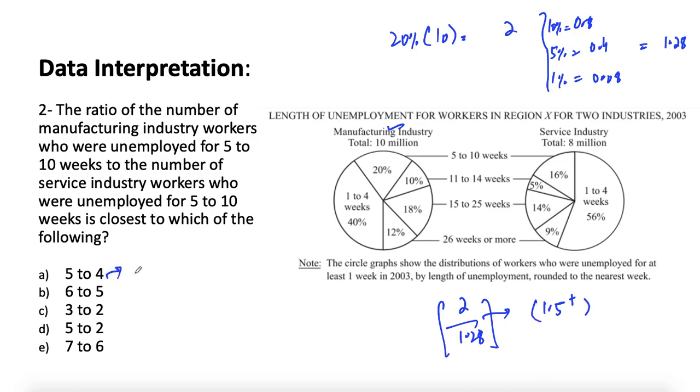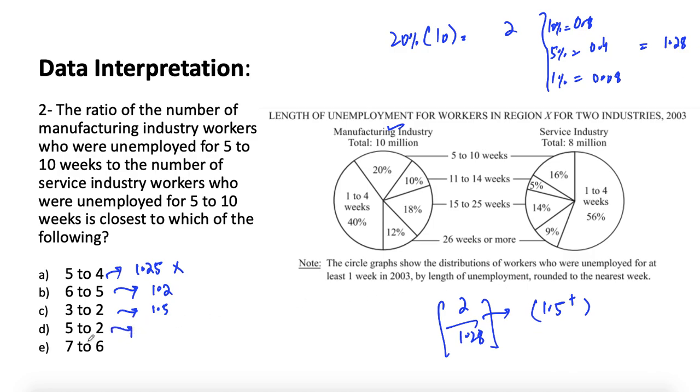First one, 5 by 4. 5 divided by 4 is 1.25. There's a greater difference, so this is not possible. 6 by 5, again this is not possible. This is 1.2. Next is 3 by 2, which is around 1.5. This is very close to this.